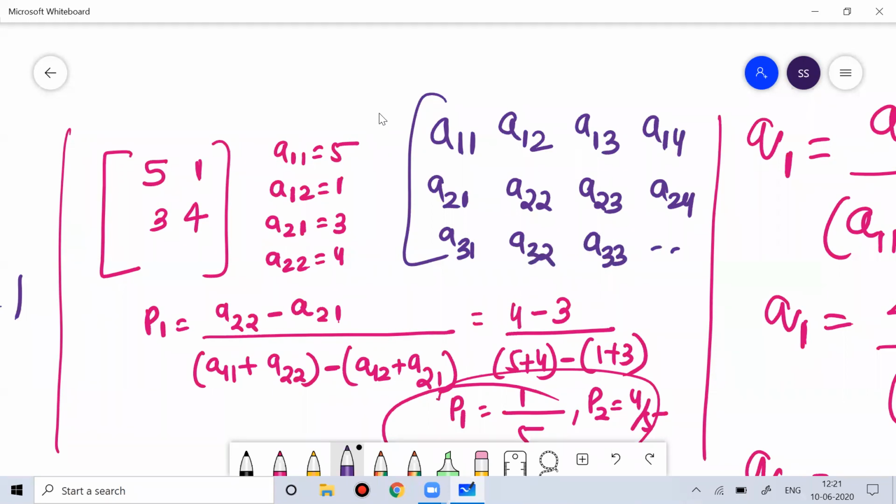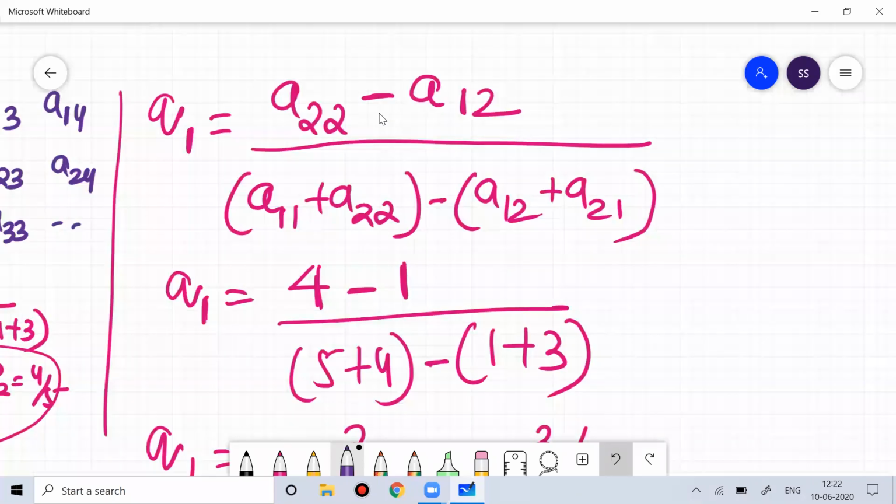A11 means first row, first column. A12 means first row, second column. A13 means first row, third column. A34 means third row, fourth column. Whenever we see a matrix, it is always written in the form of M into N, where M into N is the order of the matrix. The first element tells which row you are talking about, the second element tells which column. Clear now, everyone? I hope everyone is understanding this.